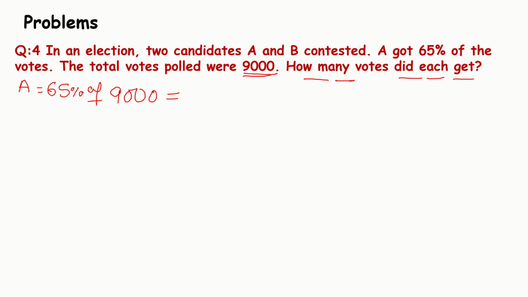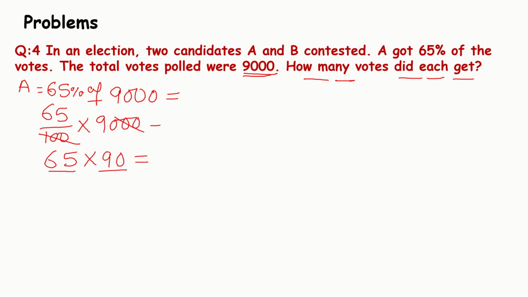How can we calculate? 65 over 100 times 9,000. And these 0s will be cancelled with these 0s. So the number is left with 65 times 90. After calculating these two numbers, we will get 5,850. So candidate A has got 5,850 votes.